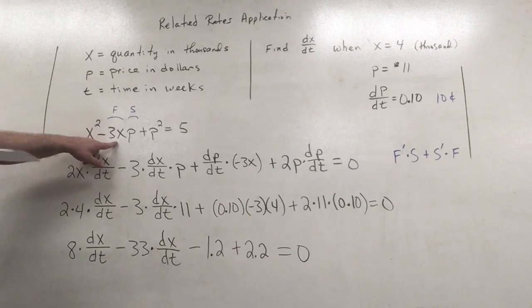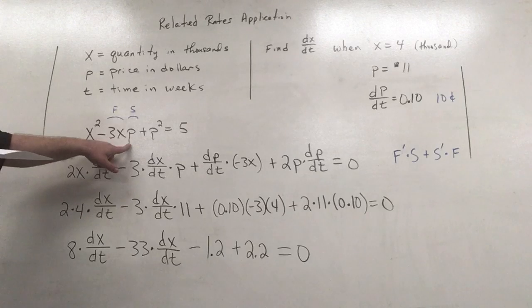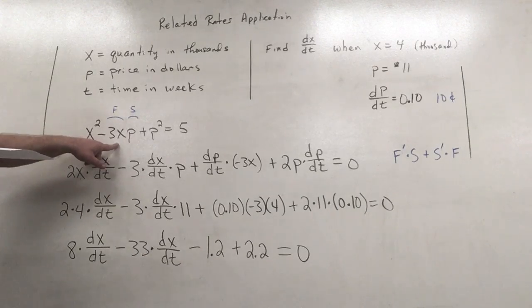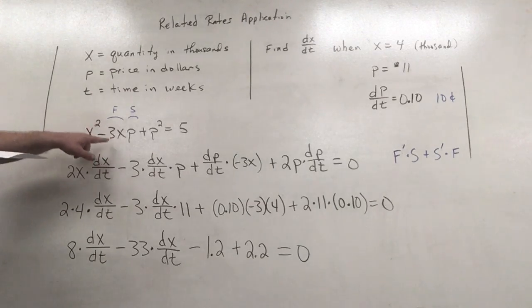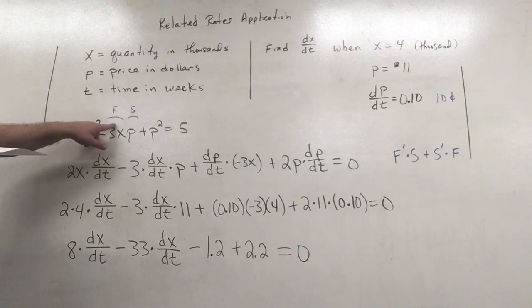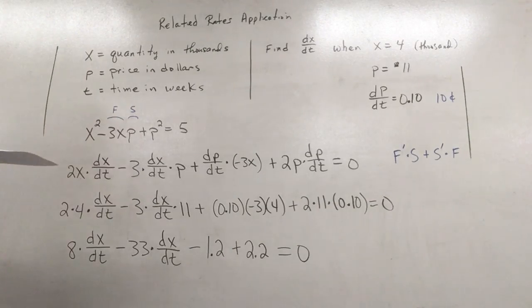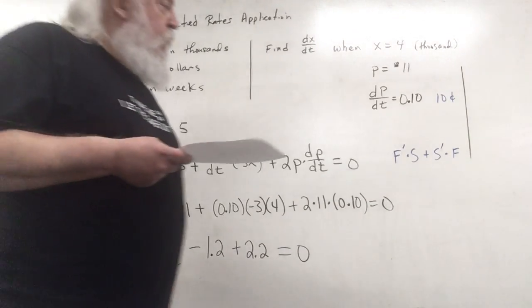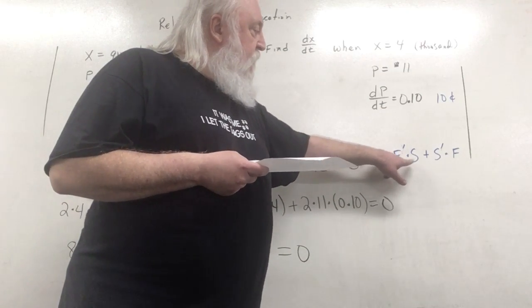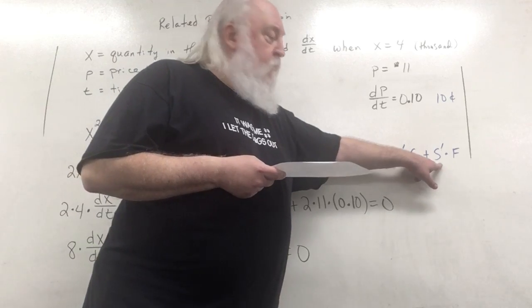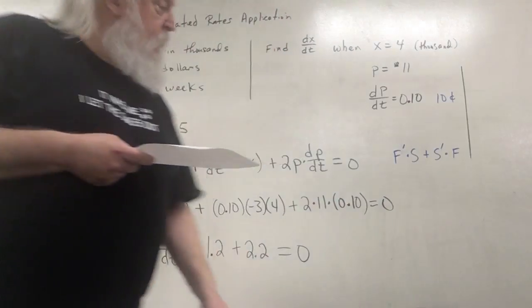Next, we differentiate minus 3xp with respect to time. This is a product of two functions. x is a function of time, p is a function of time. So we have to use the product rule. Minus 3x is the first function, p is the second. And the form of the product rule we've been using this semester is the derivative of the first function times the second, plus the derivative of the second function times the first.